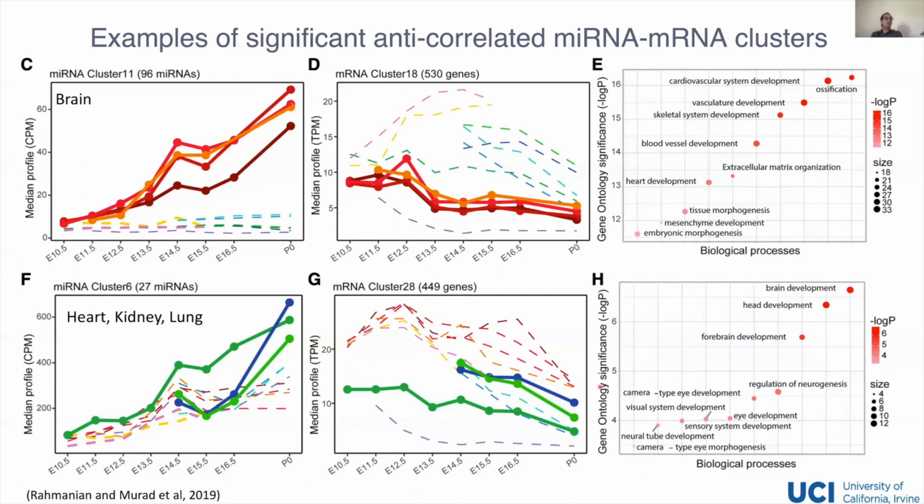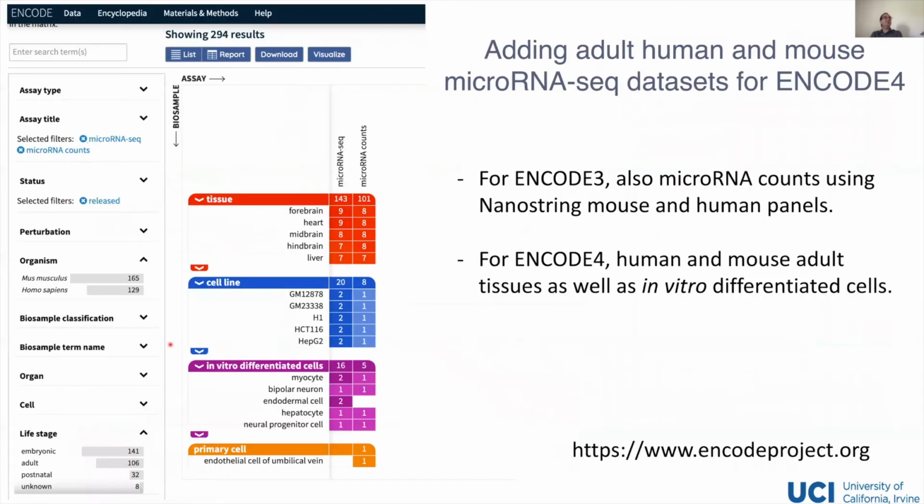So therefore, we proposed that these clusters of microRNAs that we've identified that are increasing jointly are really there to repress the expression of these developmental genes outside of the tissues where these particular genes should be expressed. Since that study, we've now added a substantial amount of human data sets that are being done in tissue as well as in vitro differentiated cells. And we're going to continue releasing microRNA-seq data sets for ENCODE.